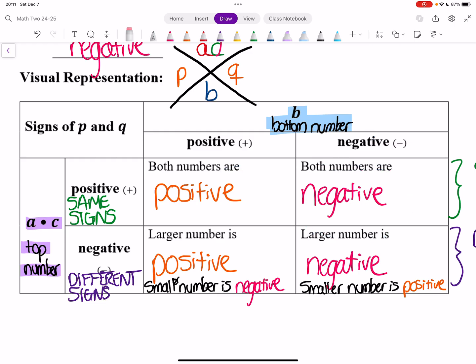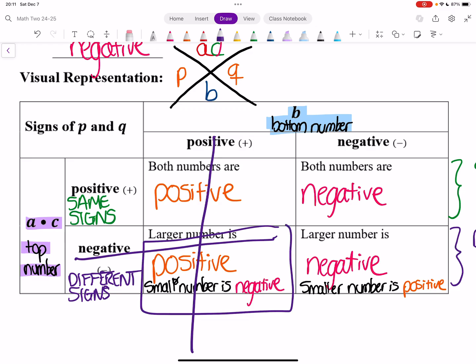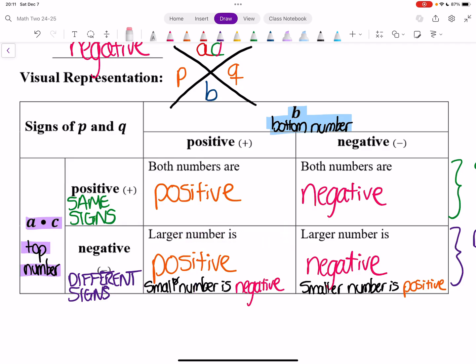So, if I notice that a multiplied by c was negative and b was positive, I would say AC negative, B positive, and note that where they intersect tells me that the larger number is positive, which means that the smaller one would be negative. So you kind of have to play around with the table a little bit and get used to using it to help you figure out the signs of P and Q.